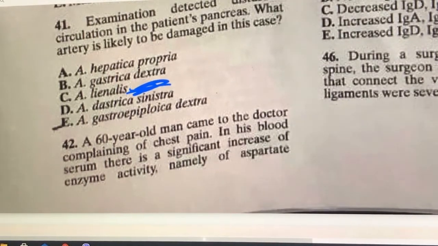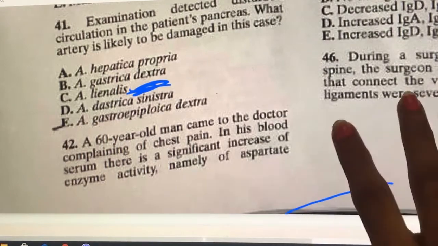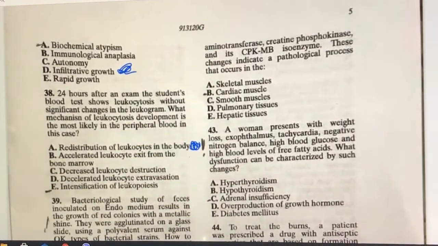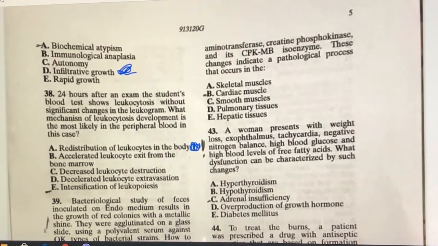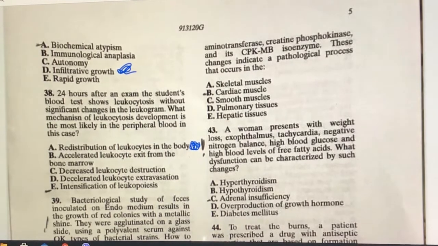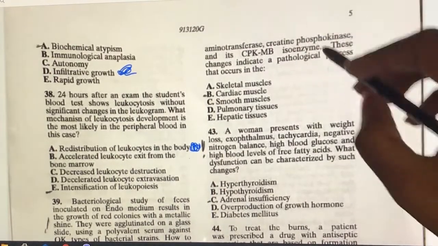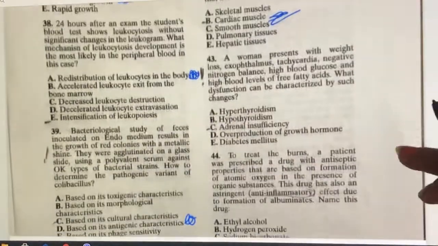Question number 42. A 60-year-old man came to the doctor complaining of chest pain. In his blood serum there is a significant increase of enzyme activity, namely of aspartate aminotransferase, creatine phosphokinase and CPK-MB isoenzyme. These changes indicate a pathological process in what? CPK-MB, it's easy detection. It's in cardiac muscles. Answer is B.